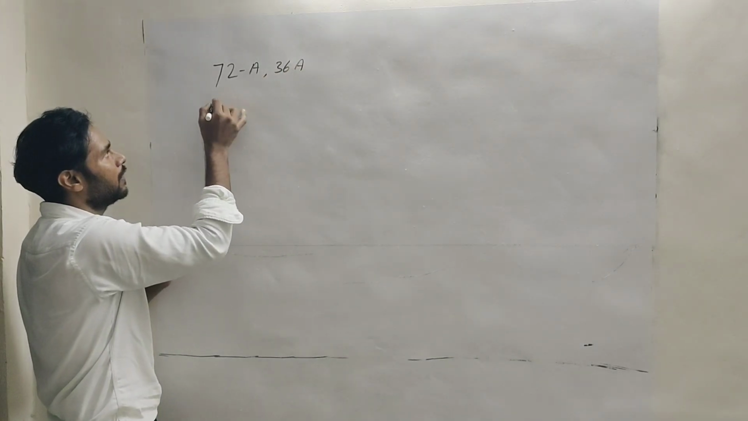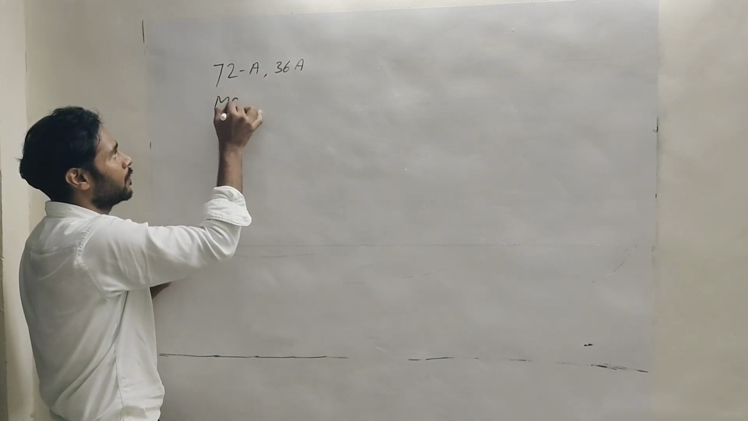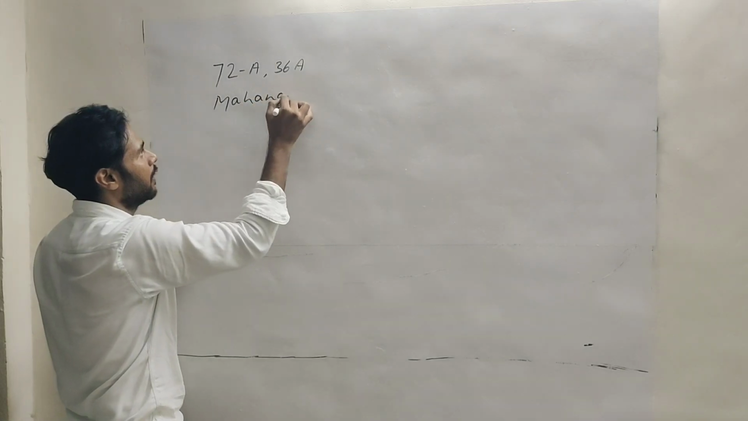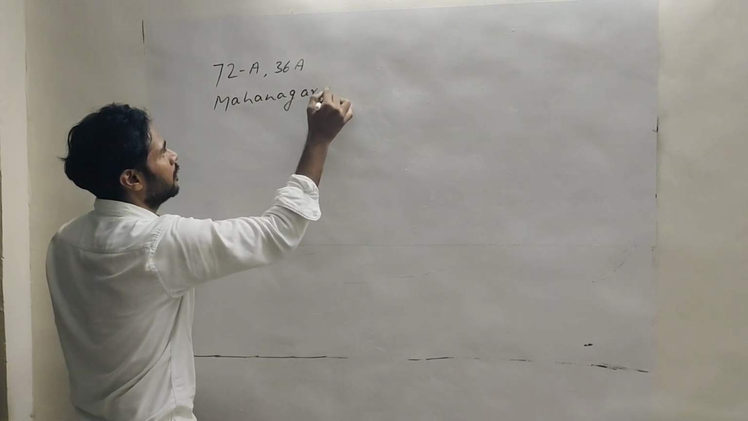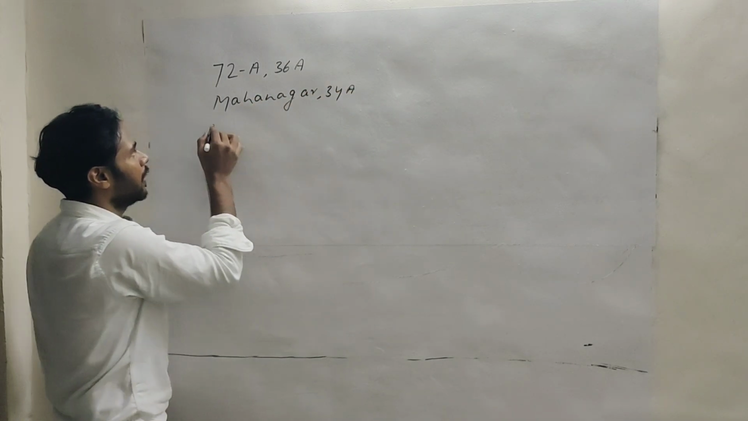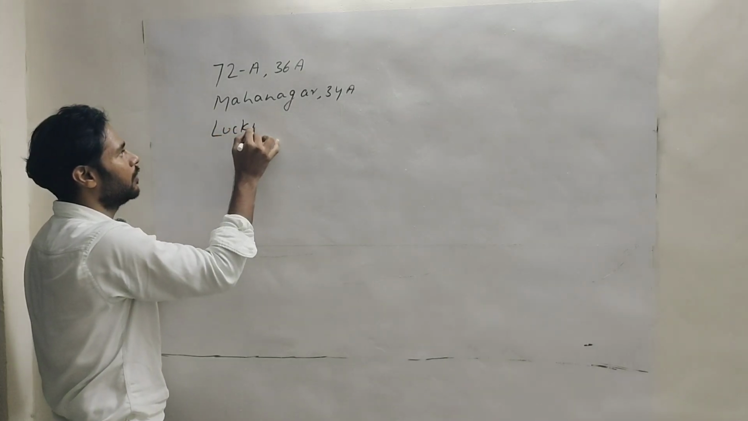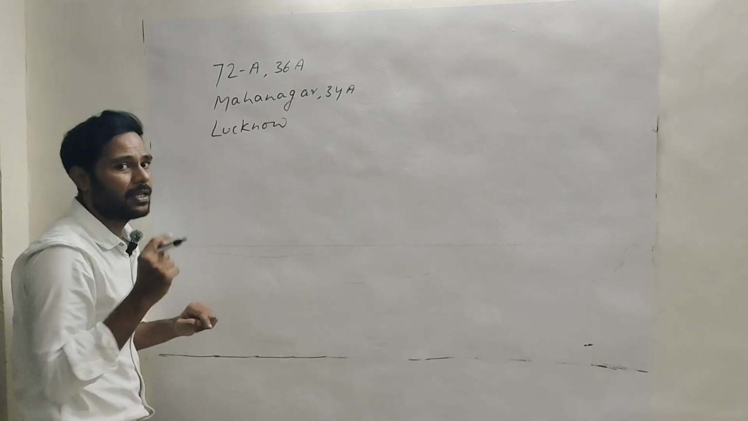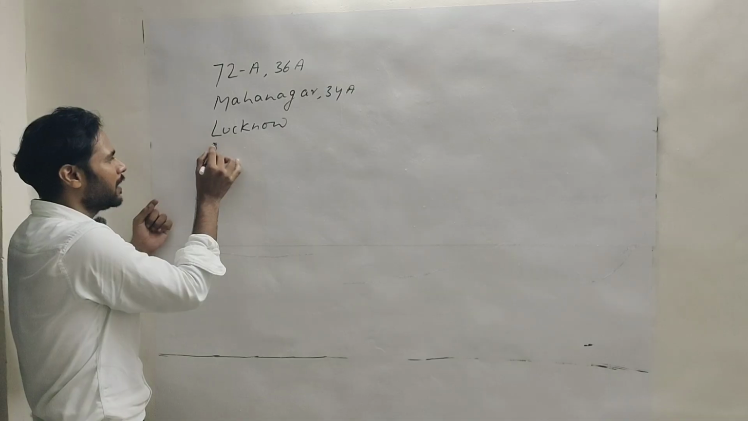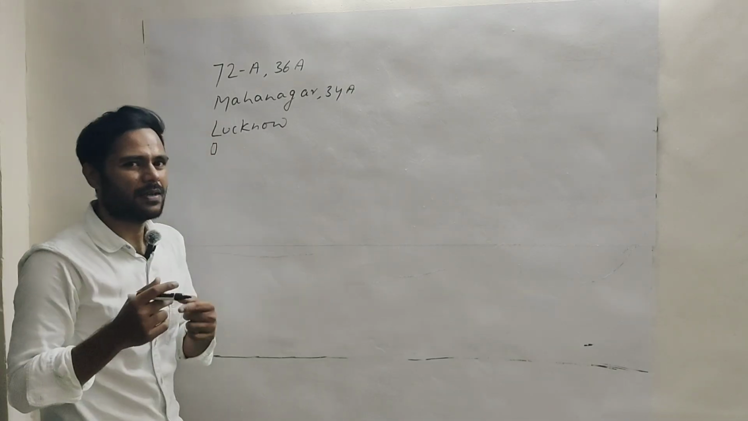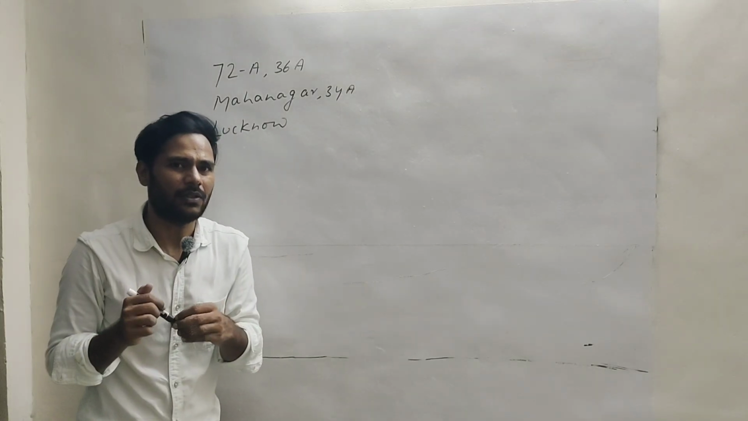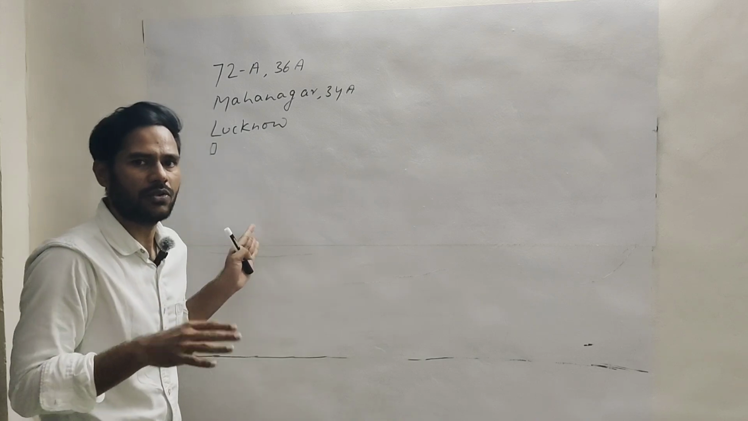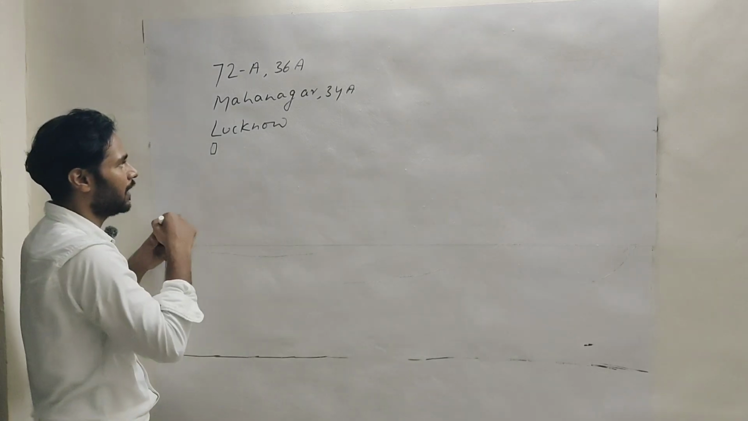And then if I write down Mahanagar 34A, and then if I write Lucknow, okay, and then take a line gap. It is actually not written anywhere, I'm just telling you so that you could understand.